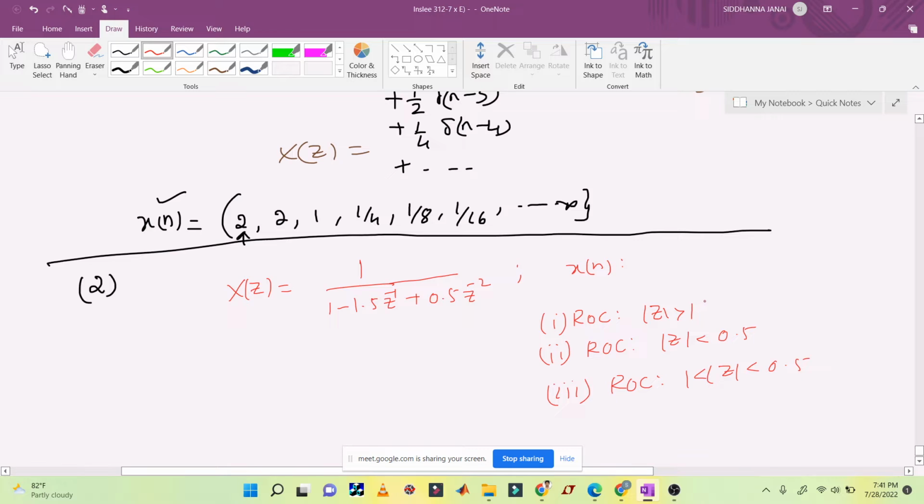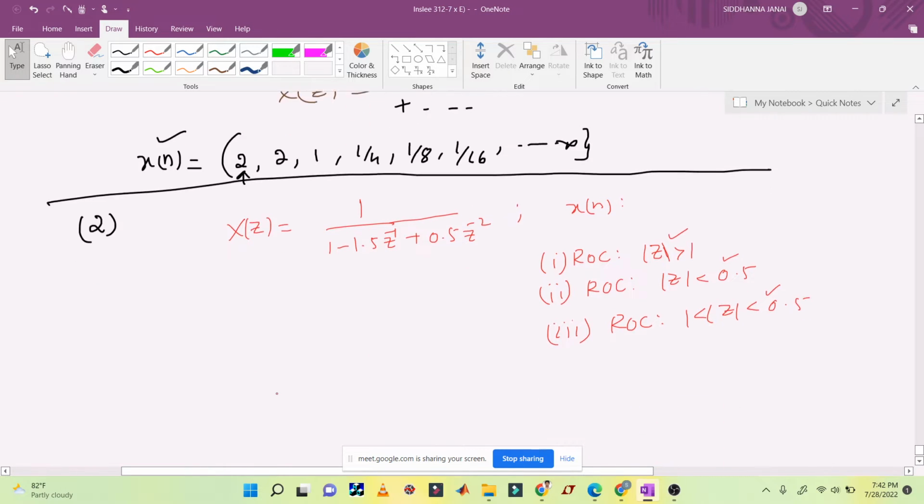So this is a, we need to find out a right sided sequence. All the terms should be right sided. Here all the terms should be left sided. Here one term is right sided, another term is left sided. Based on this, we need to find out three sequences for the same x of z. Is that clear?